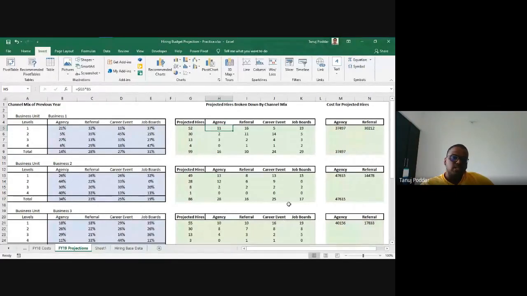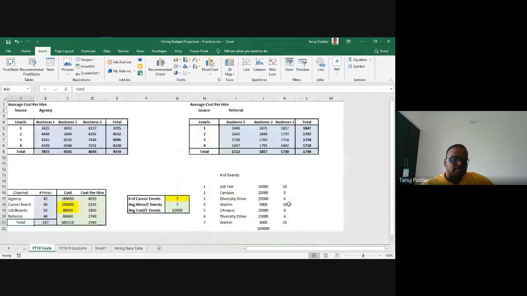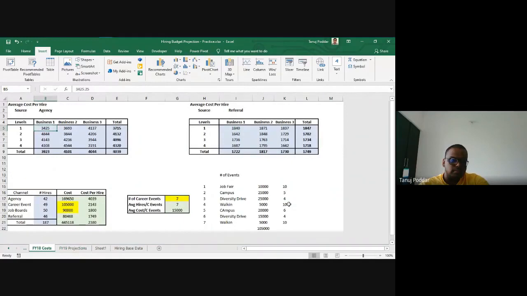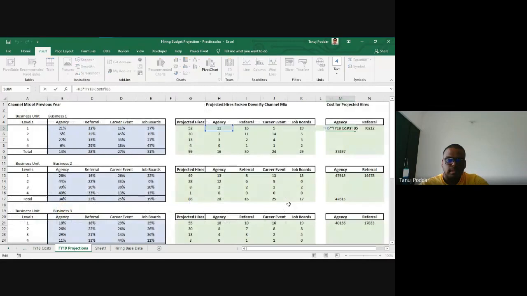I know the average cost per agency hire in business 1 and level 1, from this table that we had before. For business 1 and level 1, I have 3425 as the average cost. So to get the cost for 11 hires, all that I need to do is multiply this level with the value here, that is B5, from the FY18 cost sheet. The cell B5 is what I want to map.